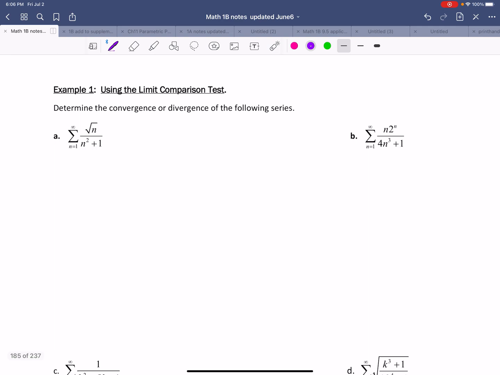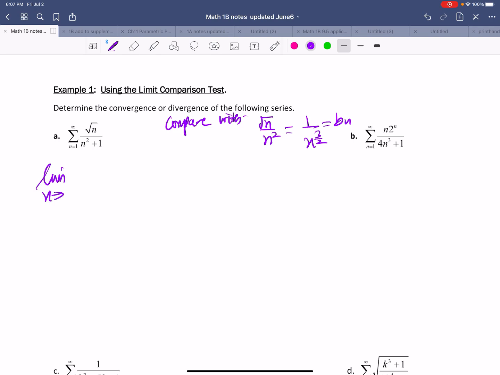So here we have square root of n over n squared plus 1. What should we compare it with? Let's think about what series to compare it with. Seems like I can think about the leading terms, square root of n over n squared, which is going to be 1 over n to the power 3 halves. So that's going to be my bn. My an is given, and that's going to be my bn.